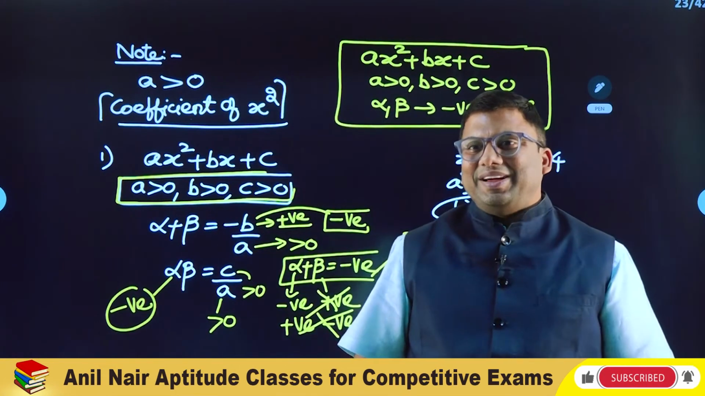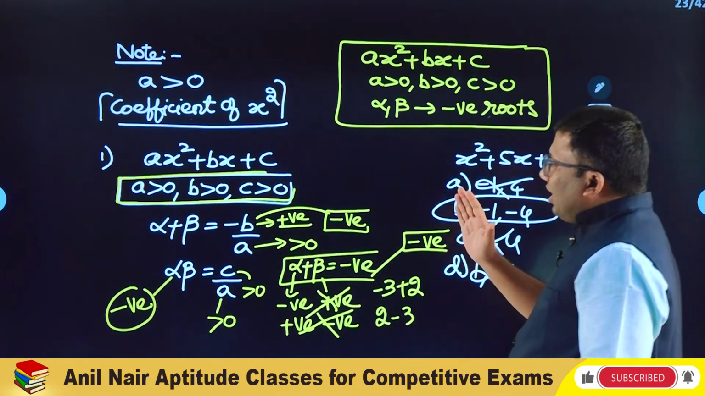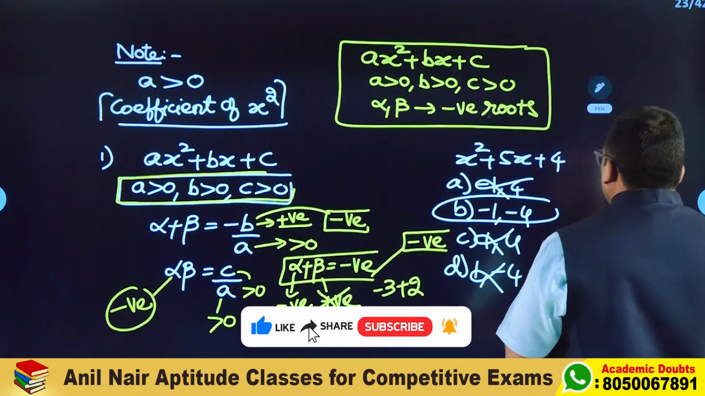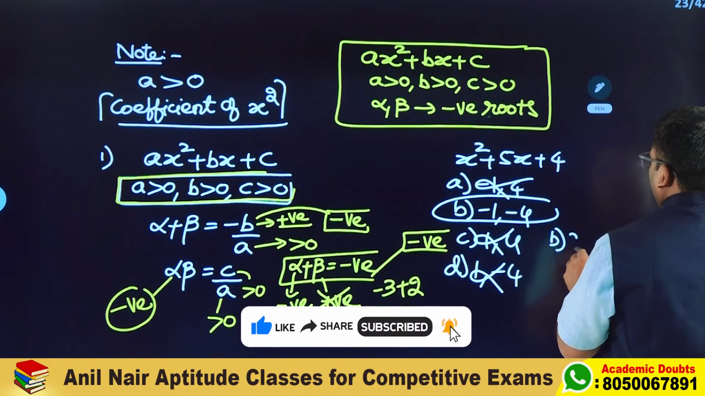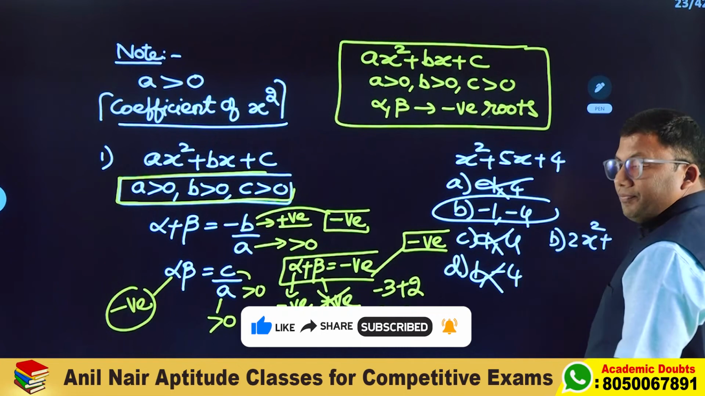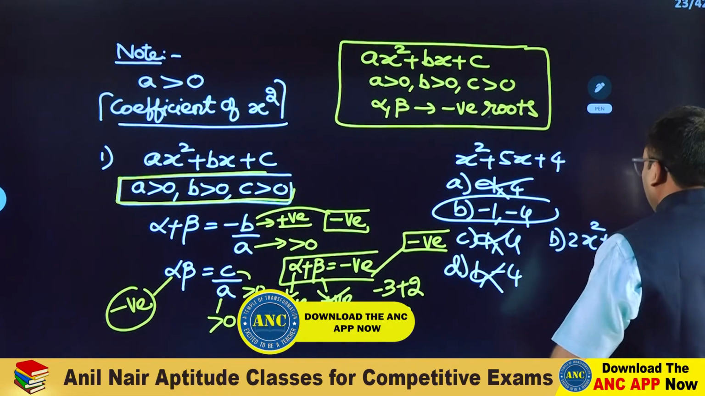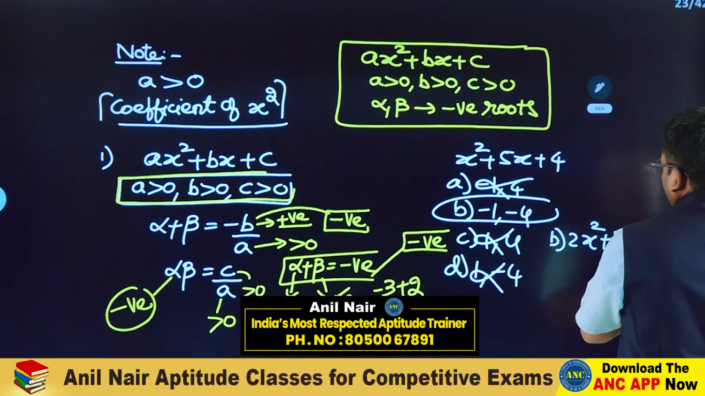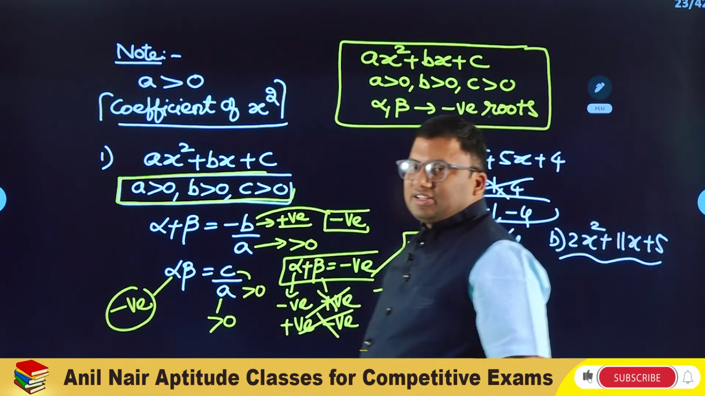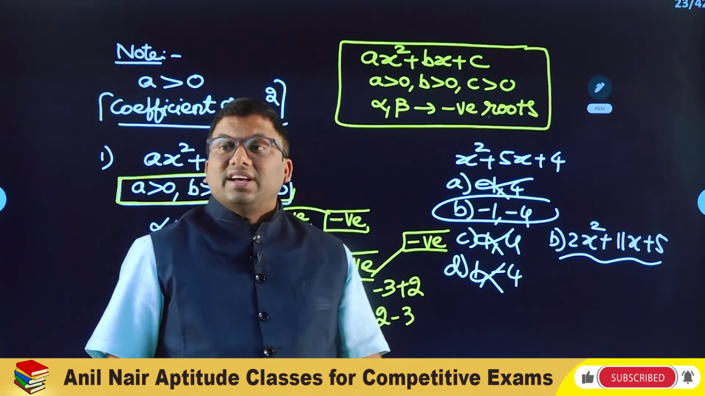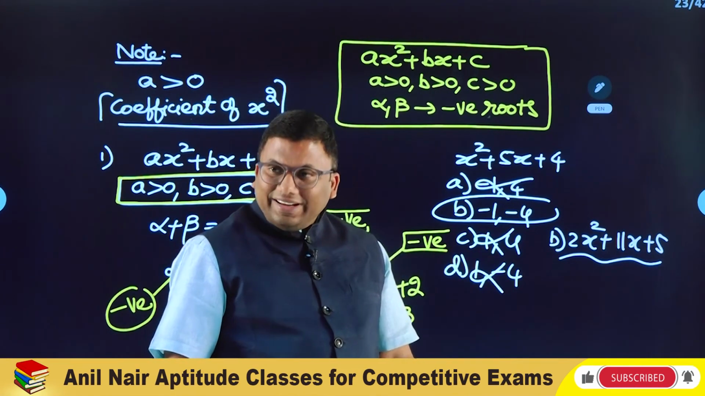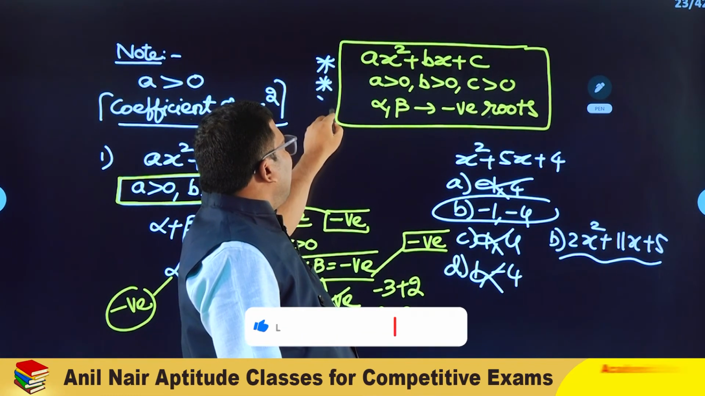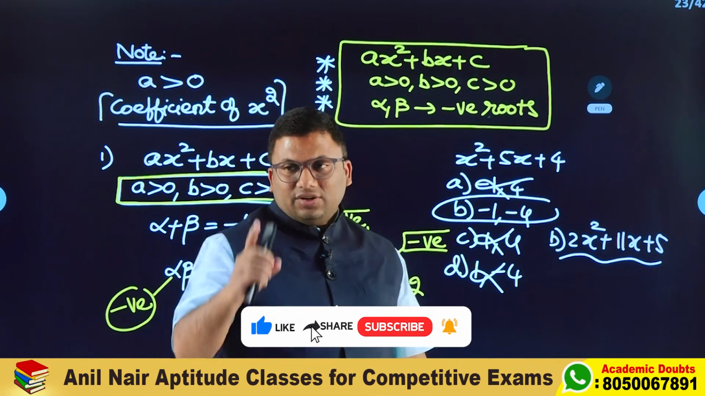If ax square plus bx plus c, a, b, c are greater than 0, always it will give negative roots. Extremely important, sir. Right? For example, 2x square plus 11x plus 5. Without even solving, you will say that both the roots will be negative real roots. Why will it be negative real roots? A greater than 0, B greater than 0, and C greater than 0. Write down that condition.